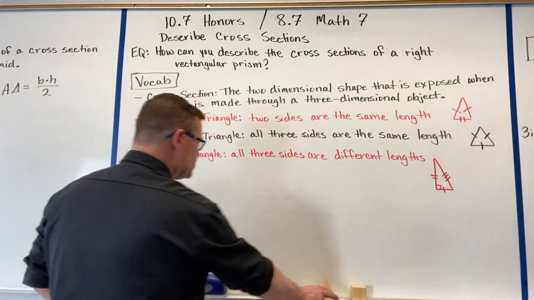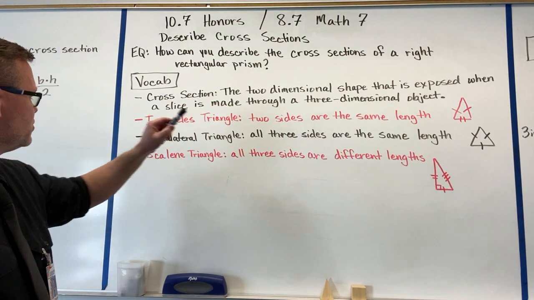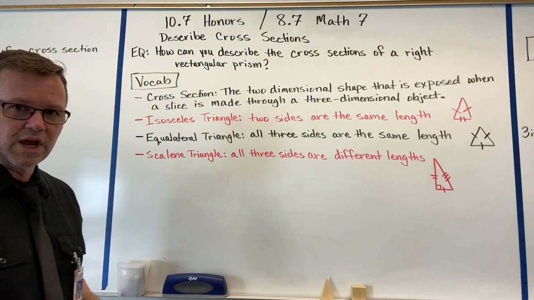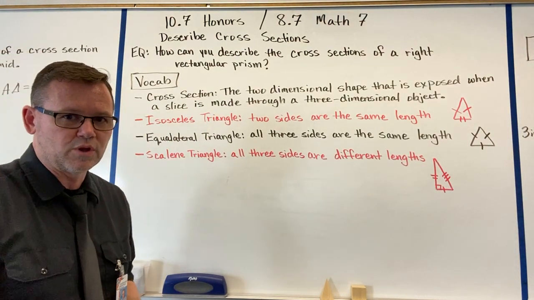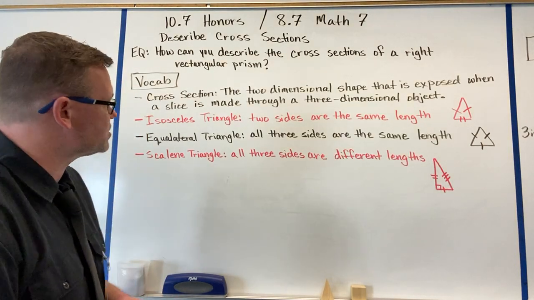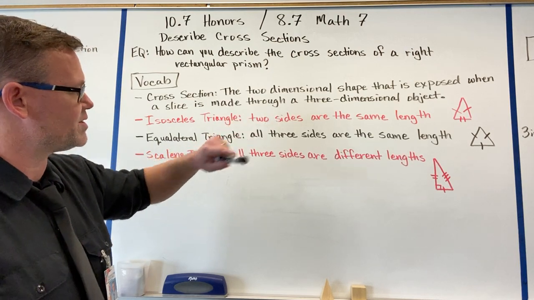So this is what they're saying. The cross section is the two-dimensional shape that is exposed when a slice is made through a three-dimensional object. Now there's also some vocabulary here I want to make sure that you guys understood, just in case you had forgotten some of it. An isosceles triangle has two sides that are the same length.